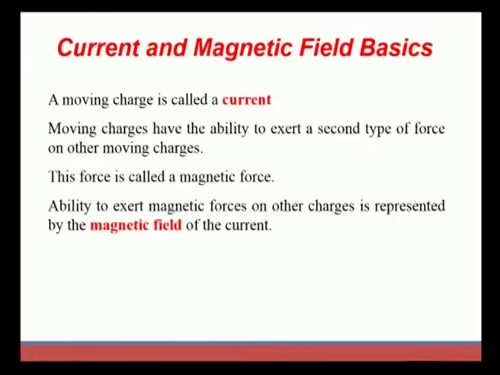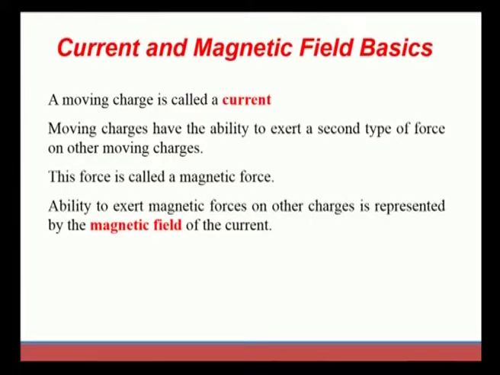Current, we know, is a flow of charge or flow of electrons or protons. A moving charge is also called current. Moving charges have the ability to exert a second type of force on other moving charges. Now, electric force will be there when we speak about stationary charges also. When the charge is moving, such a moving charge also has the ability to exert force on another charge. That is called a magnetic force.